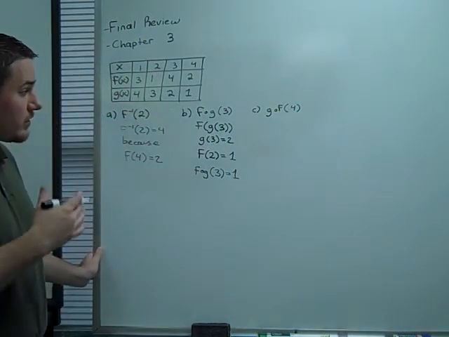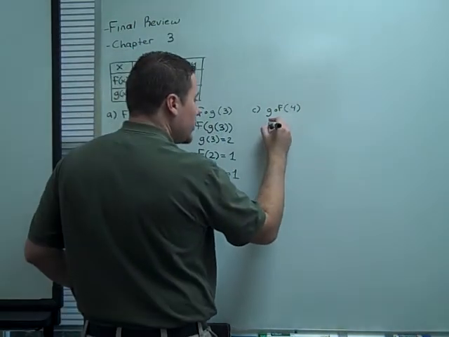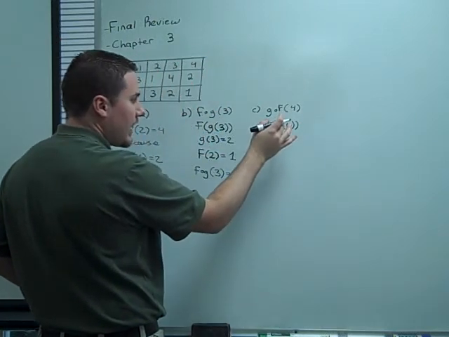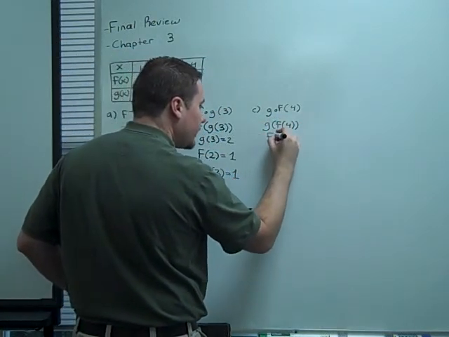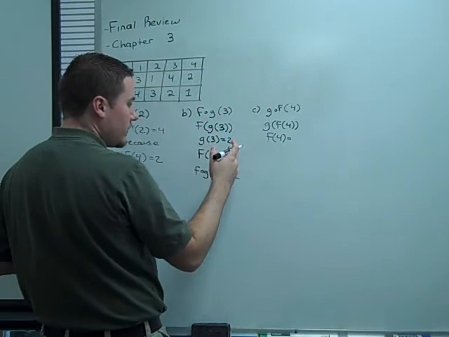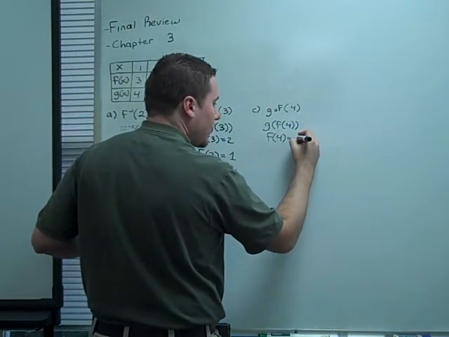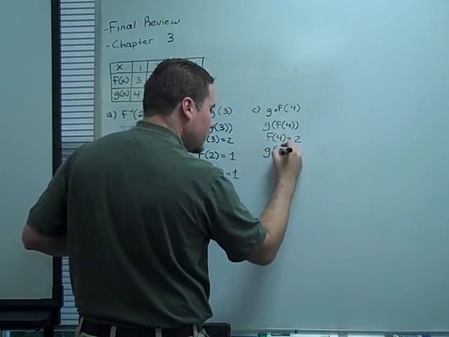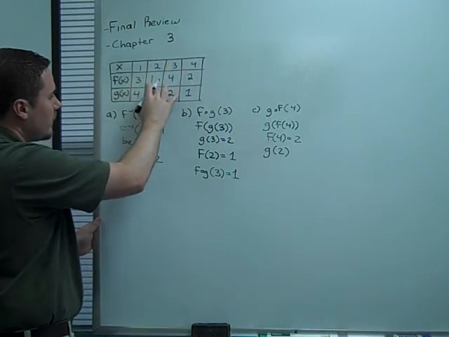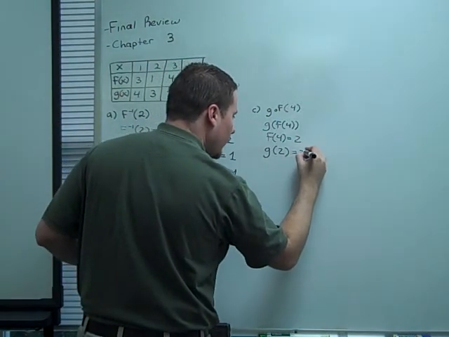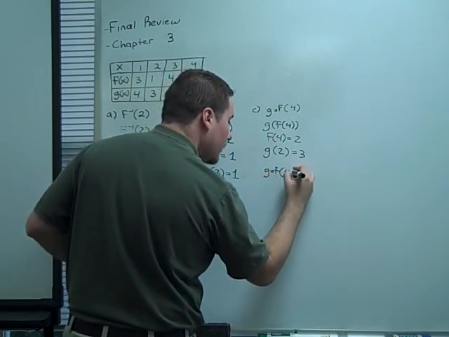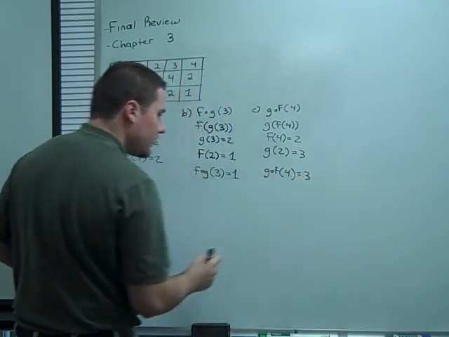For g o f, again, whenever you see that composition, I want you to write g of f of 4. Now we move from the inside out, so we evaluate f of 4. F of 4 goes to 2, as we discovered over here. So we're really asking, what is g of 2? Well, we look at our x line for 2, and the g value is 3. So g o f of 4 is equal to 3. And there's our final answer.